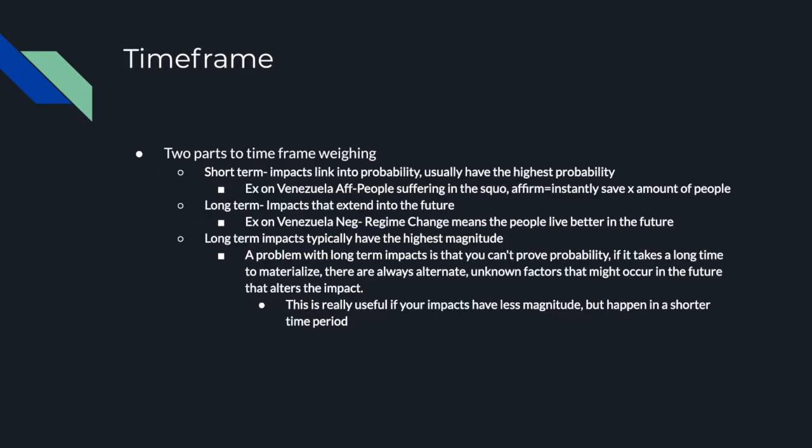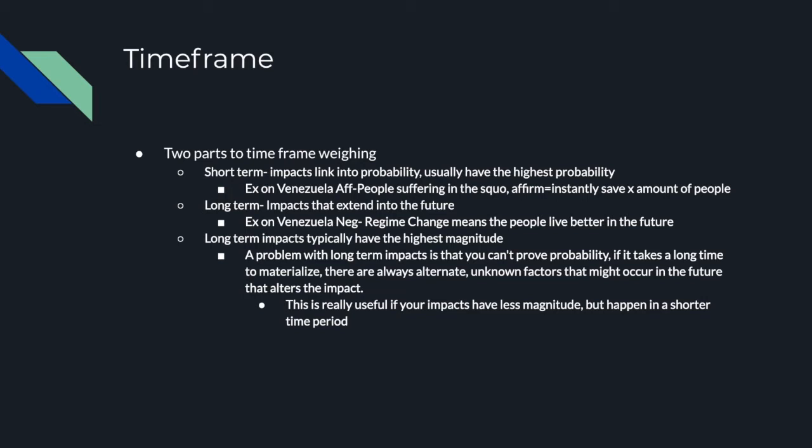The second part of stomp weighing is time frame, and there's two parts to time frame weighing. First is the short term, and these impacts kind of link into probability, because short term impacts usually have the highest probability. And the second is the long term, and these impacts would extend into the future. And long term impacts typically have the highest magnitude. And a problem with long term impacts is that if you can't prove the probability of your argument happening, then it makes it really hard to vote off of.